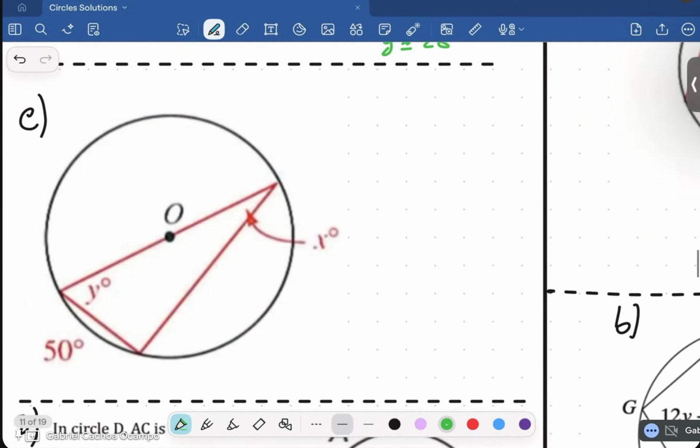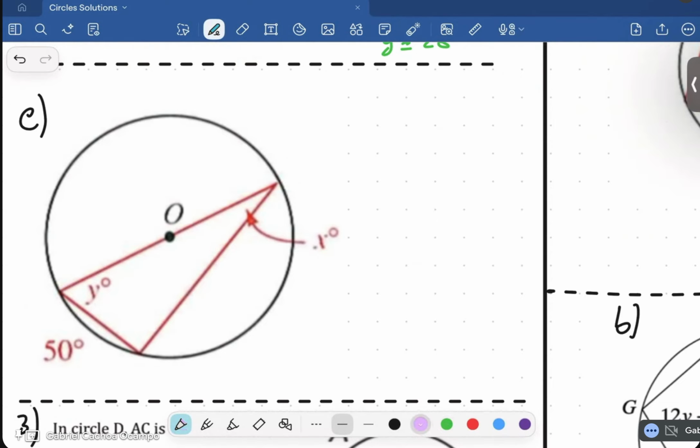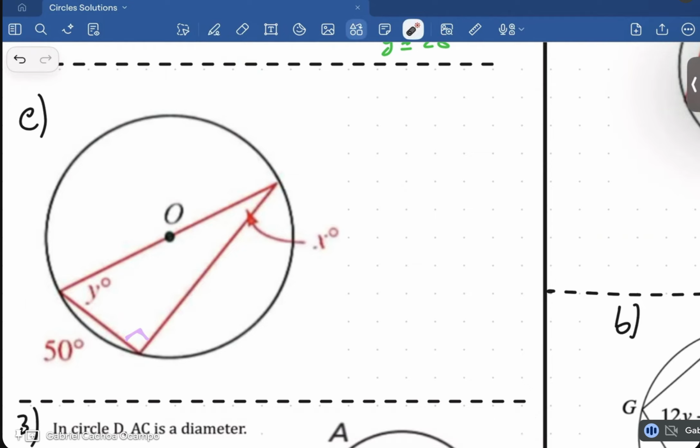Again, look at this line. This line passes through the center. That means that this is a diameter. If this is a diameter, this is a 90-degree angle. Okay, what else can we see?